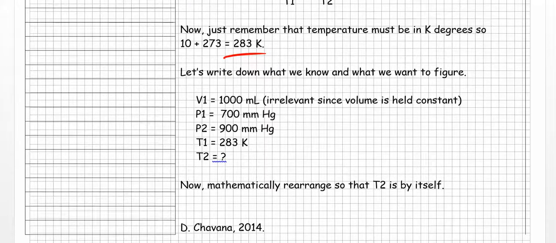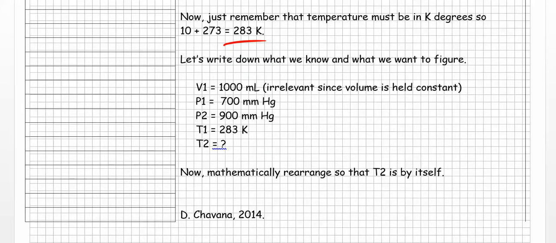So that's the temperature. Now let's write down what we know and what we want to figure out. Okay? So we know the volume. The volume is 1,000 milliliters. But it doesn't really matter because they tell us the volume doesn't change. They say in the problem the volume is constant. So we'll write it down, but it's not going to affect the problem. They said that P1 is 700 millimeters of mercury, and P2 is 900 millimeters of mercury. T1 is 10 degrees Celsius, but we've already converted it, so it's 283. And T2, we don't know. That's what we're trying to figure out.